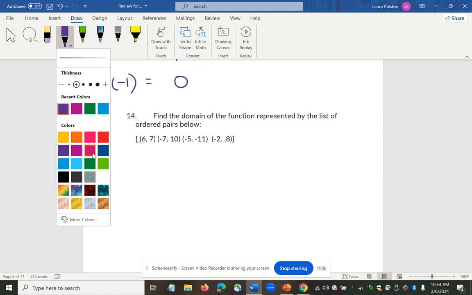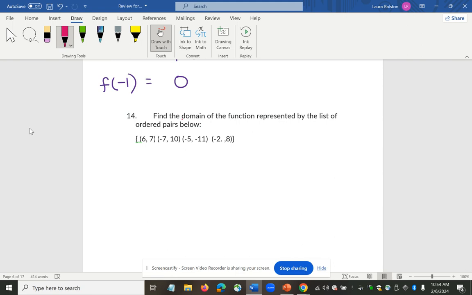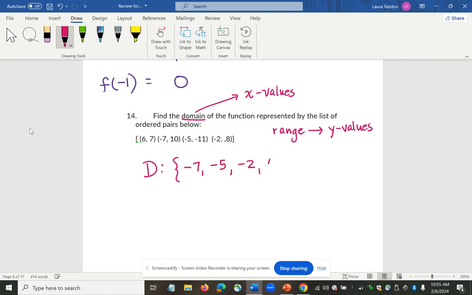Okay, question 14 says find the domain of the function represented by the list of ordered pairs. The domain of any function is the x values. If you're asked for the range, that's the y values. We basically make a list, and we use the letter D for domain. Normally we put them in order from smallest to largest. So I would have negative 7, negative 5, negative 2, and 6. I'm listing the x values, which is the first number in each set of parentheses.